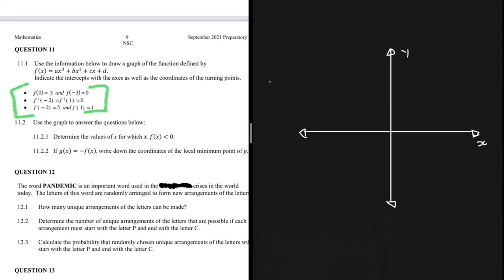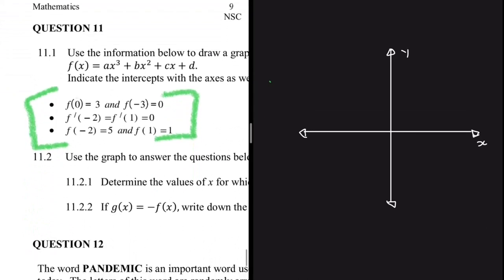So we know that when x is 0, y is 3, right? So we can put 0 here, and then we know that y is 3 when x is 0. So we're supposed to have a point here. And then when x is minus 3, y equals 0. So when x is minus 3, y is 0. So we have a point here. Let's indicate it by a cross. And then which other point do we have? Let's keep this for now because there we have gradients, f prime x. Let's focus on the points.